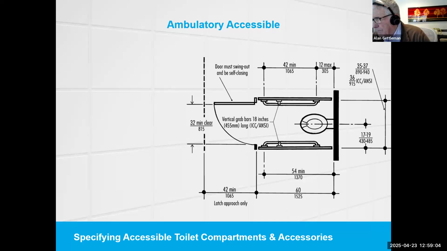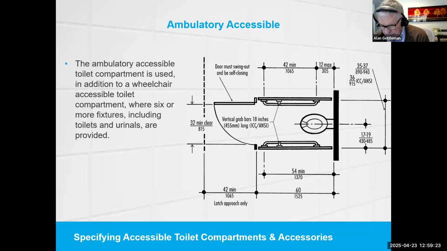Horizontal grab bars are used on both sides of the ambulatory accessible compartment, and the A117 standards, in addition, require an 18-inch vertical grab bar above the horizontal grab bar on both sides of the compartment. Takeaway number 7. The ambulatory accessible compartment is used in addition to a wheelchair accessible compartment where there are 6 or more plumbing fixtures, a total of toilets and urinals, provided in a single restroom layout.